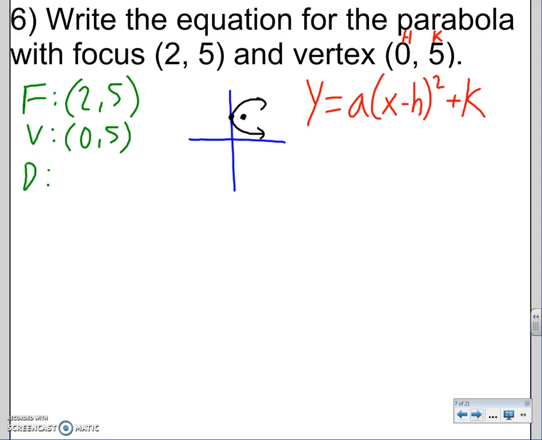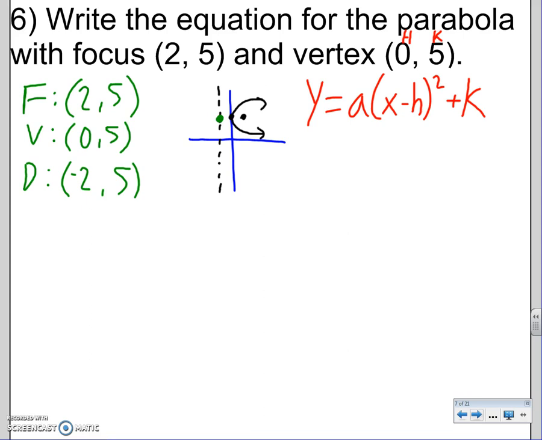So as you can see, this is a sideways parabola. I've got to find this directrix line. Alright, so remember the vertex is in the middle of F and D. So I'm going to find that point on D. Well, you see the y's are all the same, they're all 5. And if it goes 2 to 0, let's subtract 2. Subtract 2 again, you get negative 2, 5. So this point right here is negative 2, 5.